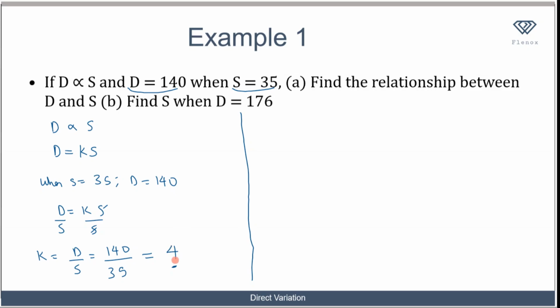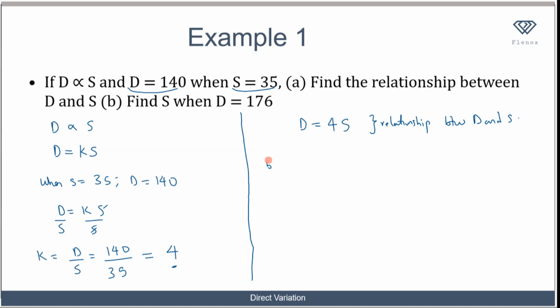So we now substitute that value back into the general form of the equation and replace it with K. So we have D equals 4S. So this represents the relationship between D and S. So with this equation now, we can find other instances if you are given only one variable.